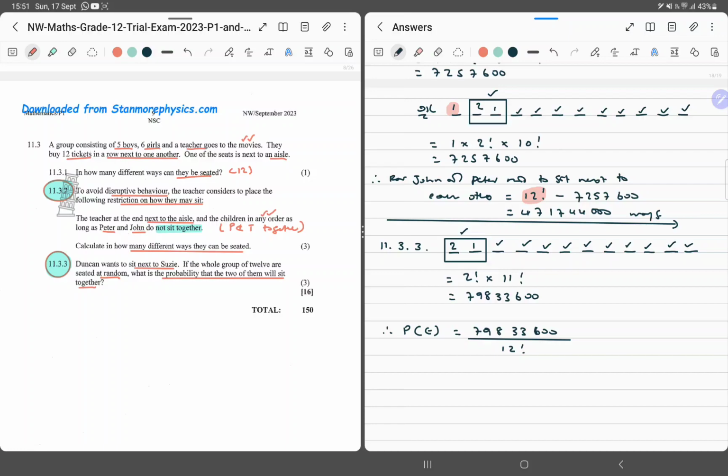But now we want to also consider the possibility of these two sitting the way they want to sit. So this is 79,833,600 divided by 12 factorial, which is the total. So it gives us 1/6. Wow. Cool. Okay, guys, we are done here.